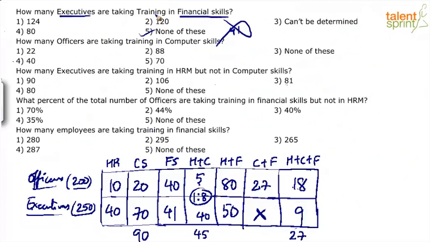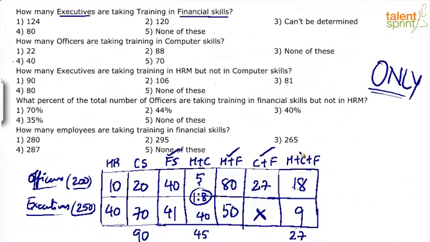Because remember, the question did not ask how many are taking training in financial skills only. The question says how many are taking training in financial skills. You're able to follow? 41 is the number of executives who are taking training in financial skills only. But is that only word given here? Remember, I told you only is not only. Only is very powerful. So number of executives taking training in financial skills. Take all the areas: financial skills, HR plus financial skills, computer skills plus financial skills, and HR plus computer skills plus financial skills, because finance comes here in all these 4 cells. So how many executives? 41 plus 50.